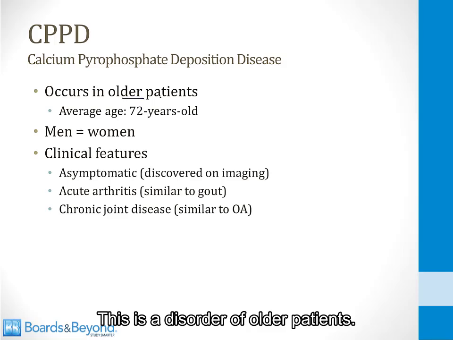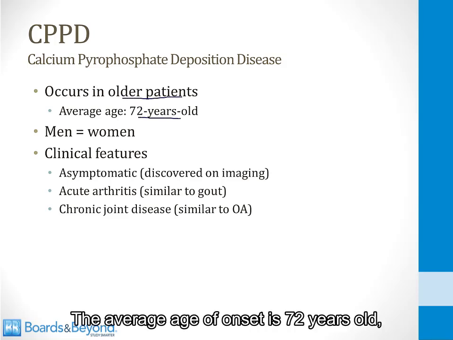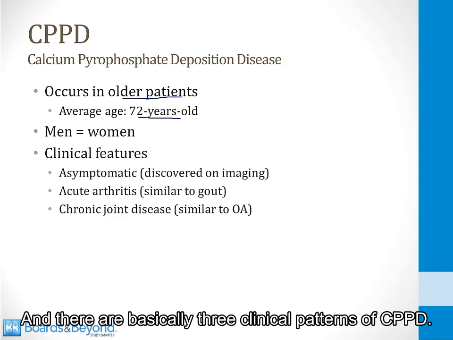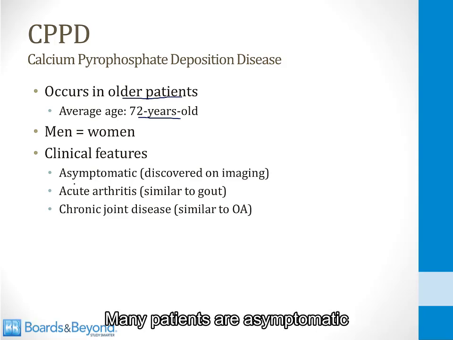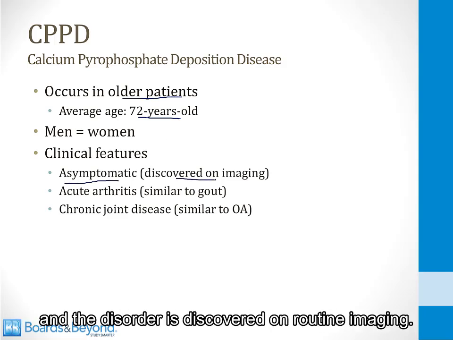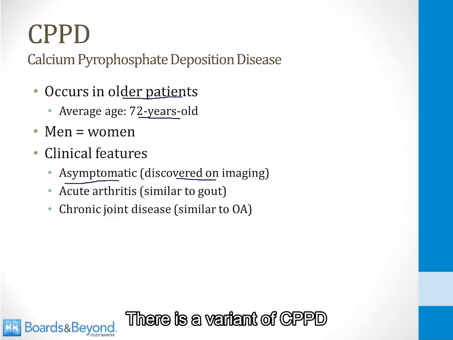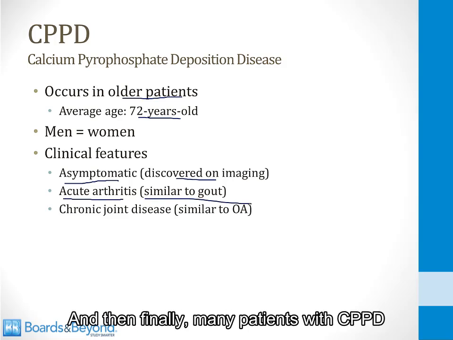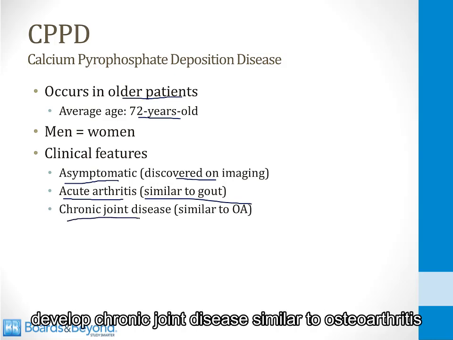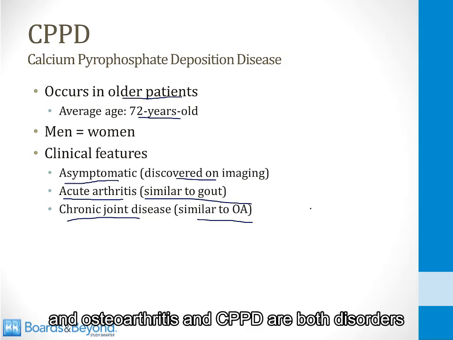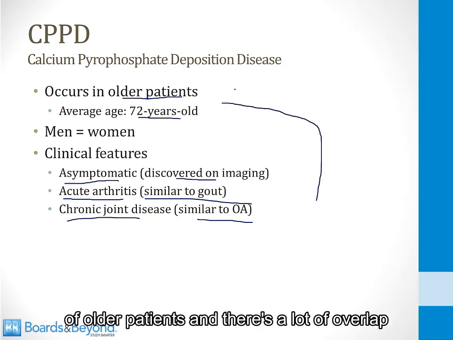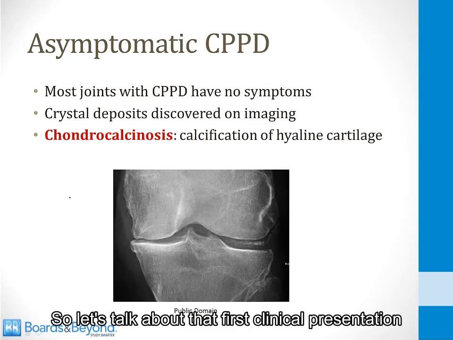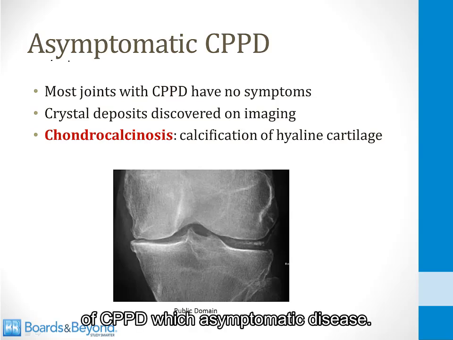This is a disorder of older patients. The average age of onset is 72 years old. It occurs in men and women with equal frequency. And there are basically three clinical patterns of CPPD. Many patients are asymptomatic, and the disorder is discovered on routine imaging. There is a variant of CPPD where patients develop an acute arthritis. This is similar to gout. And then finally, many patients with CPPD develop chronic joint disease similar to osteoarthritis. Osteoarthritis and CPPD are both disorders of older patients, and there's a lot of overlap in terms of the symptoms. So let's talk about that first clinical presentation of CPPD, which is asymptomatic disease.